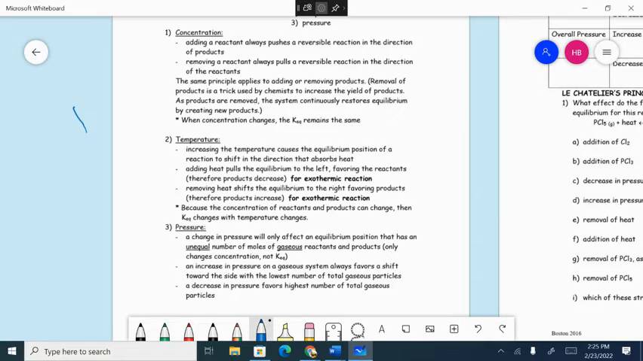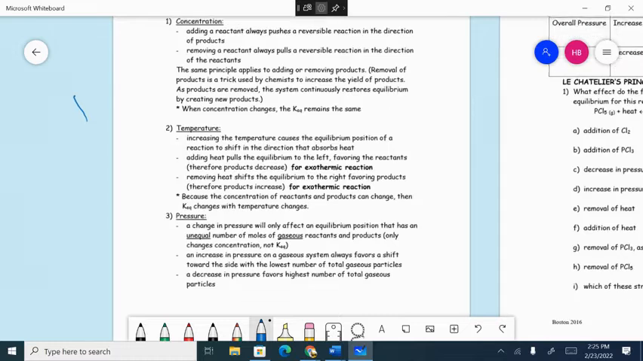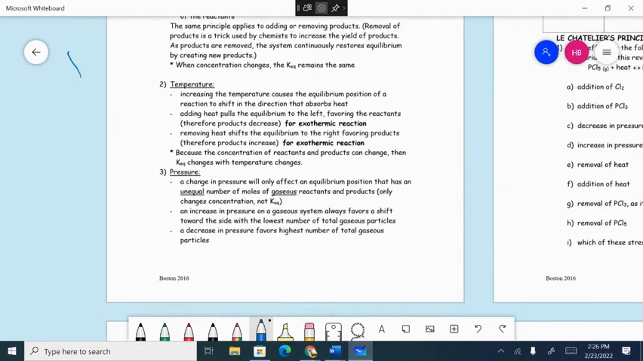When concentration changes, the equilibrium ratio remains the same, therefore K remains the same. Temperature is the only thing that changes K. So if you increase the temperature, let's remind ourselves first, K is products over reactants. If you change the temperature, you have to know if the reaction is endothermic or exothermic.